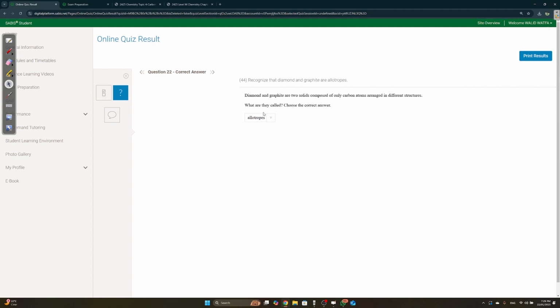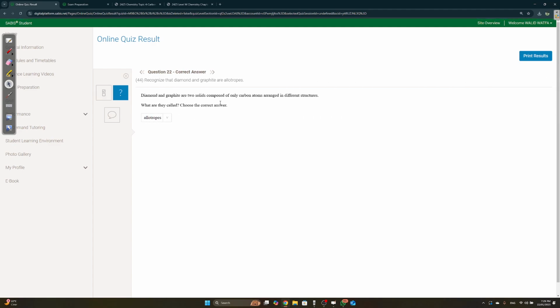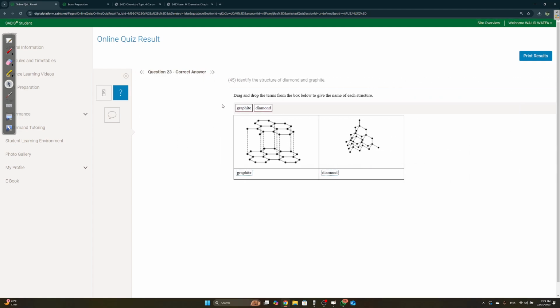Question 22. Diamond and graphite are 2 solids composed of only carbon, arranged in different structures. What are they called? Allotropes, right? Why are they not isomers? Because they're not organic compounds.